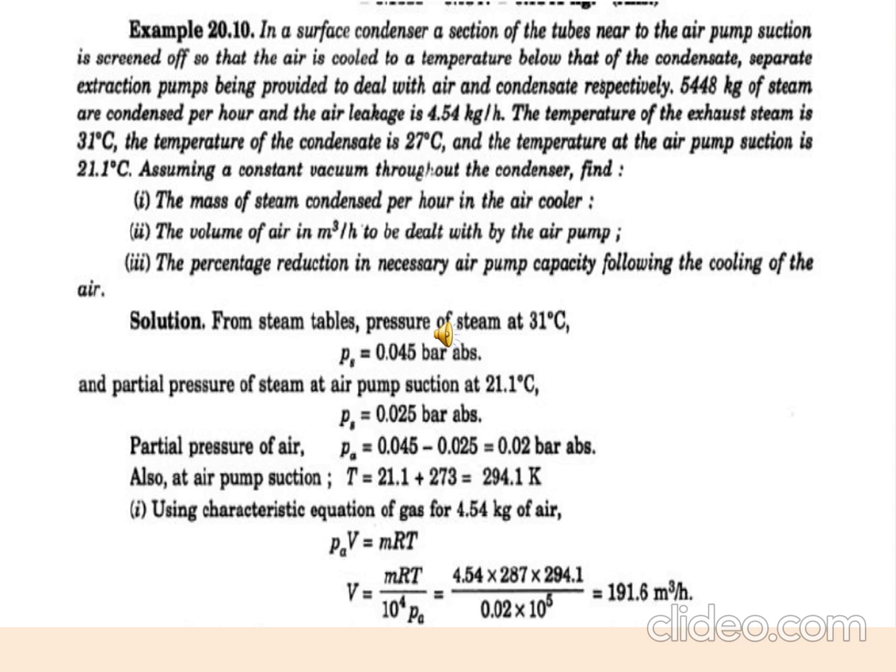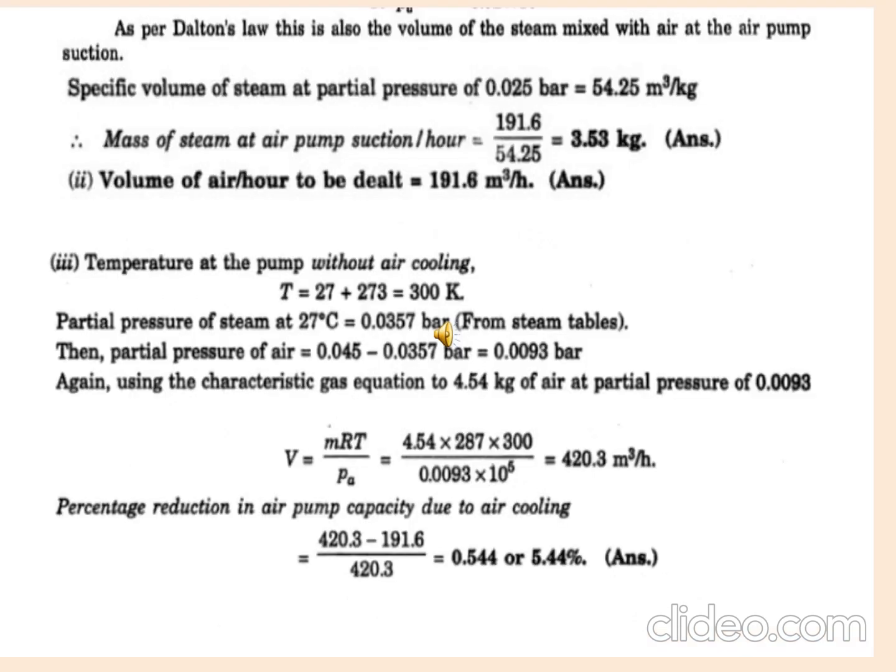In the last question, your pressure was given, so we had to find out the total pressure, but here our temperature is given, so we have to find out the partial pressure of the air. Okay, so we got 0.02 bar absolute. Okay, for that partial pressure, if we convert the temperature into Kelvin, 21.1 plus 273 will be 294.1 Kelvin. Now we have to find out the volume. Mass is given. So PV equals MRT.